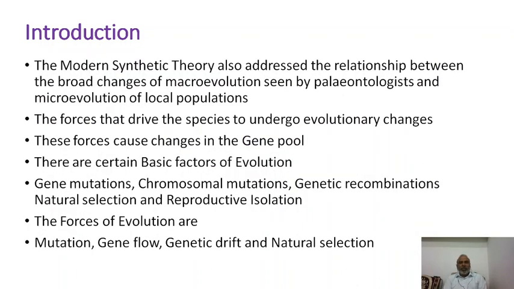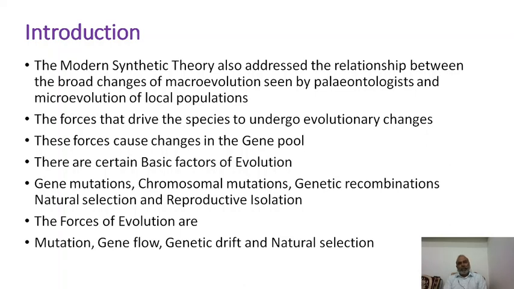Okay. Modern synthetic theory also addressed the relationship between the broad changes of macroevolution, as seen by certain paleontologists, and microevolution, that means small changes in living local populations. Darwin could not explain the transition forms because paleontologists observed macroevolution. So this modern synthetic theory addresses the relationship between the broad changes of macroevolution and the small changes that cause microevolution in living local populations.